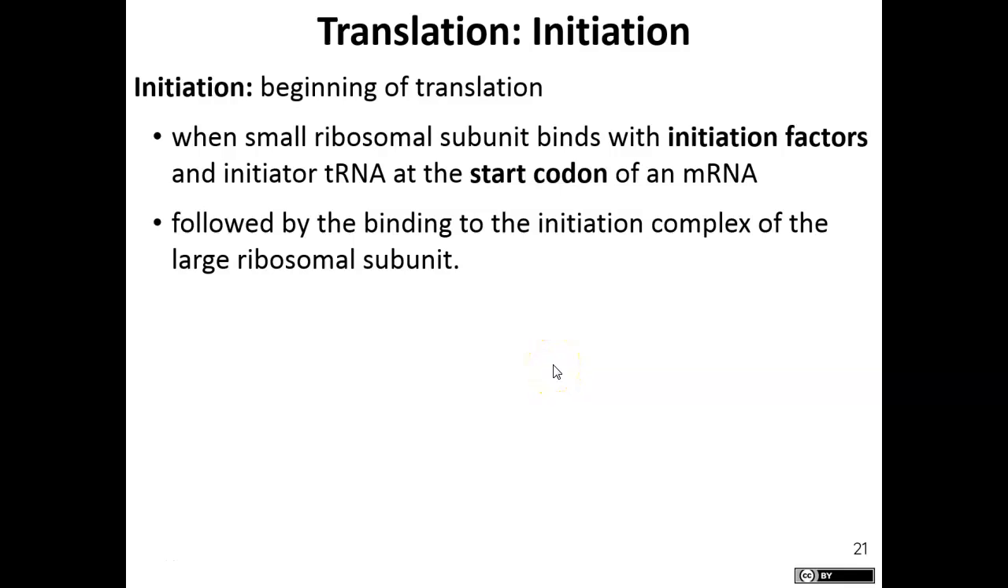So the beginning of translation starts with initiation. So we have initiation, then we have elongation and termination. Initiation is going to start at the start codon, which is, again, methionine or AUG.